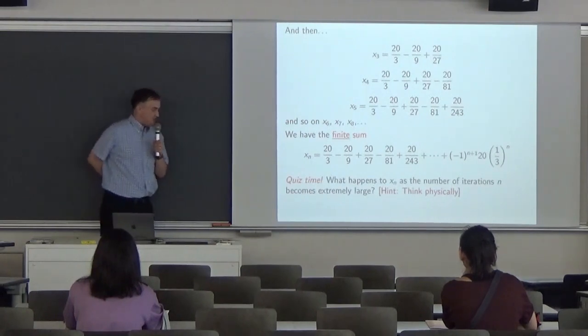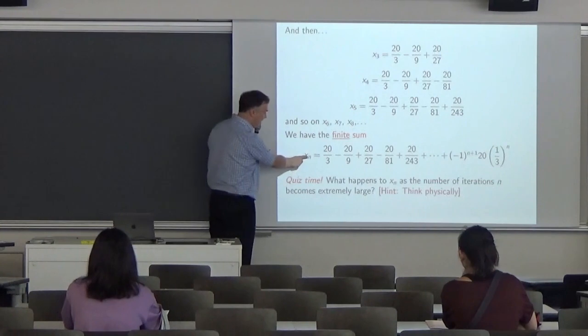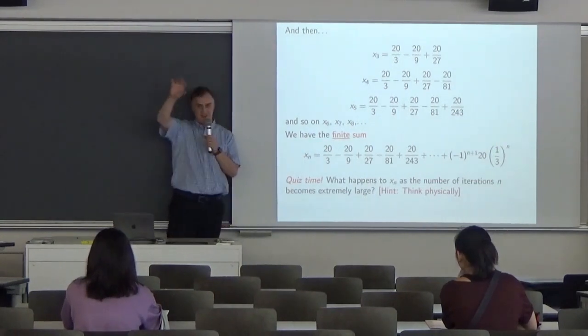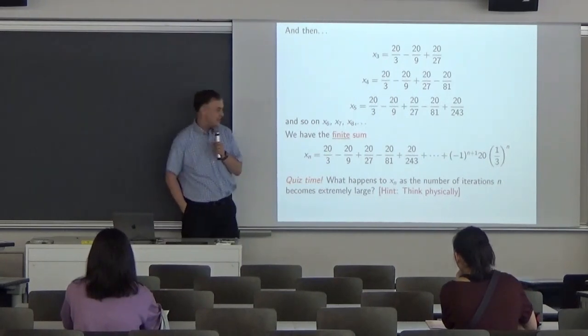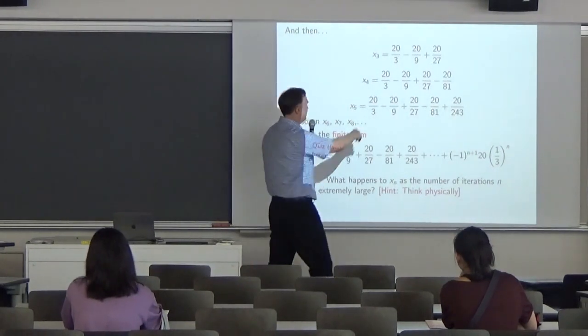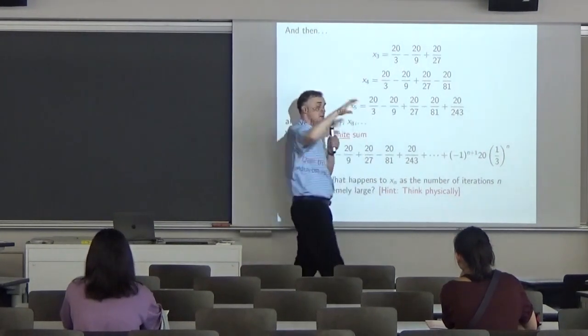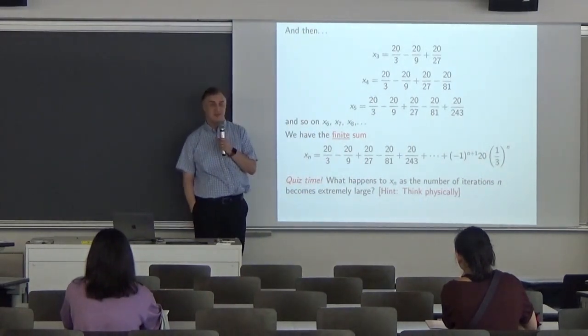Right. And so, quick quiz. What happens to this value xn as n gets very, very large? You weren't expecting a quiz, right? So what happens to the value xn as n gets very, very large? So we get this value, to this value, to this value. If we keep going, what happens to the value xn as n gets exceptionally large?